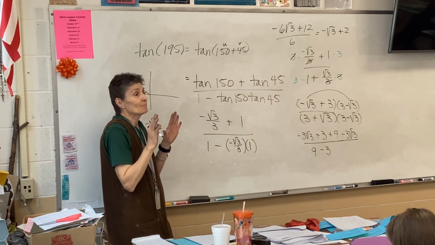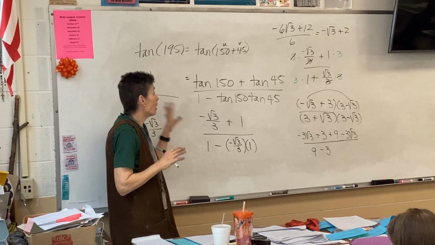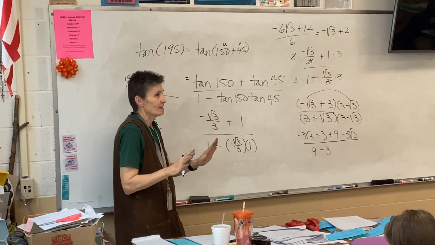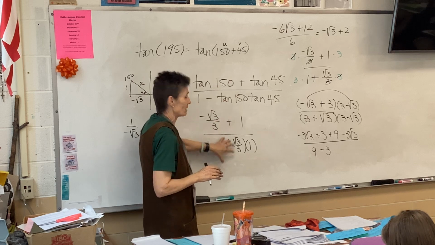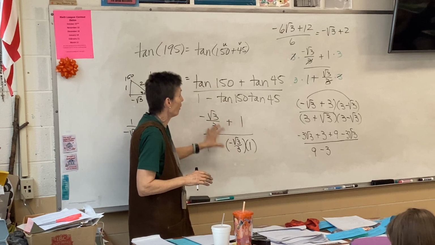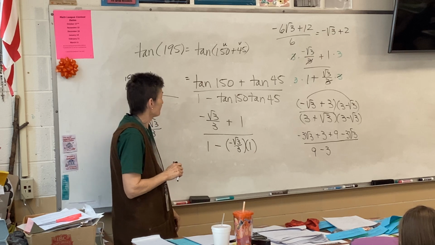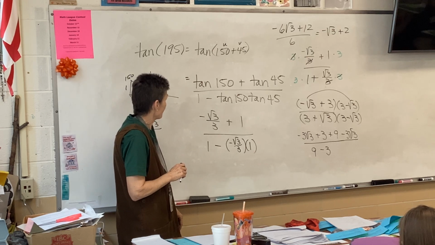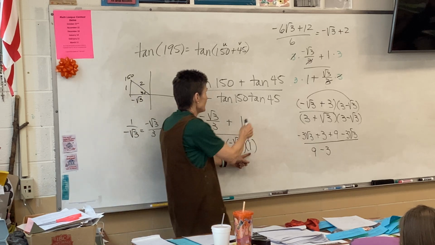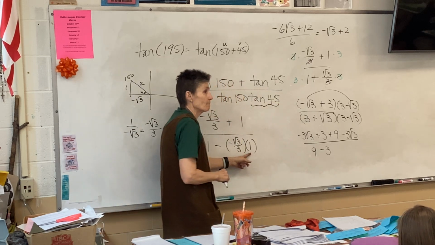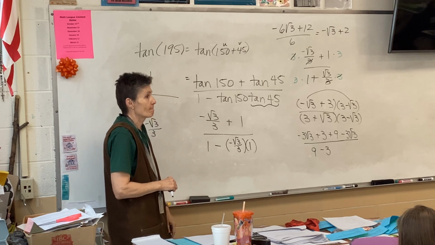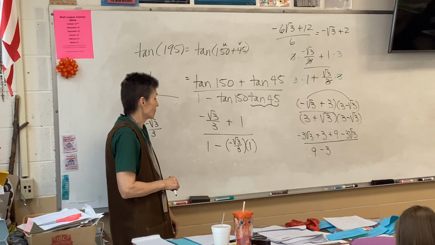Now, I know there's a lot, but most of all that was arithmetic. The trig was over here. The trigonometry ended here. All the rest of that stuff was just simplifying. Where did you get the 1 for the denominator, after the negative root 3? Tangent of 45. It's 1 over 1. Oh, I see.